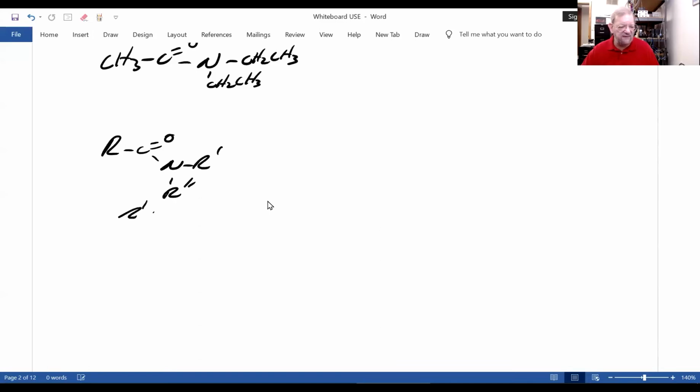And remember, R prime and R double prime can be hydrogen. I could use other bases, but I'm going to stick to this.